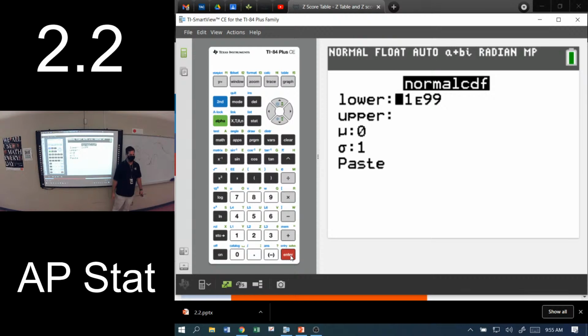If you need anything, please let me know. Some of you, I might just need to update your calculators because most of them will do this now. It's only the old 83s that won't.